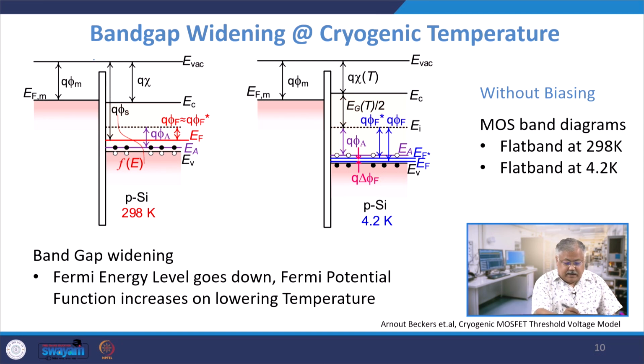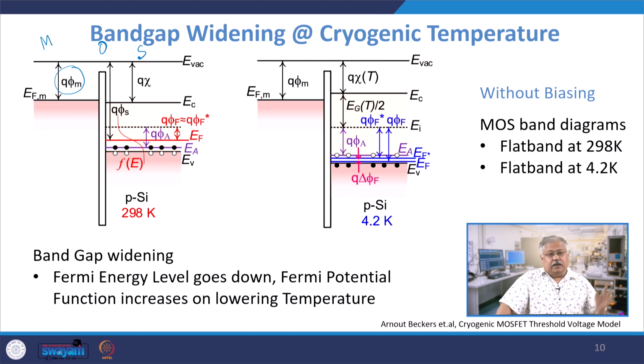You see, this is my metal, this is oxide, this is semiconductor. Q phi m is the work function on the metal side. EFM is the Fermi level, which is inside the conduction band of the metal. This is the vacuum level, where the energy required to go there is very high, and all the energies below are negative, because negative energy implies that it is a bound state.